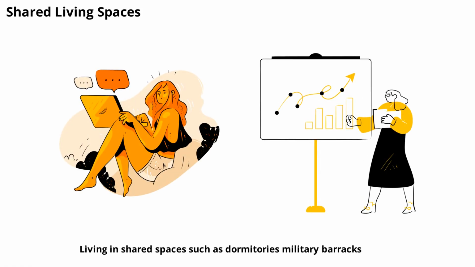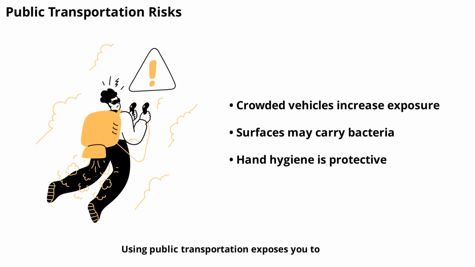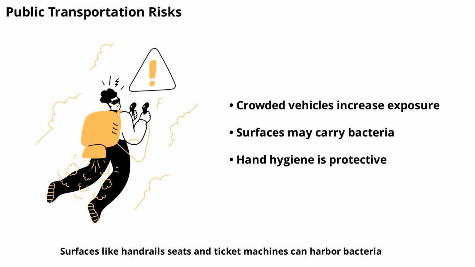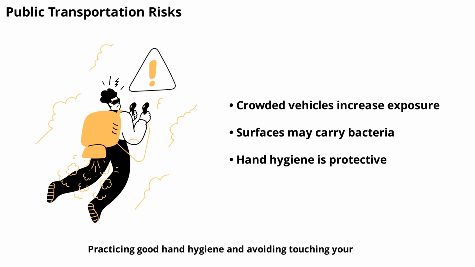Living in shared spaces such as dormitories, military barracks, or shelters increases the risk of strep throat outbreaks. Close quarters and shared facilities make it easier for the bacteria to spread quickly among residents. Regular cleaning and encouraging sick individuals to isolate can help control outbreaks in these environments. Using public transportation exposes you to many people in a confined space, increasing the risk of encountering someone with strep throat. Surfaces like handrails, seats, and ticket machines can harbor bacteria. Practicing good hand hygiene and avoiding touching your face while commuting can help reduce your risk.